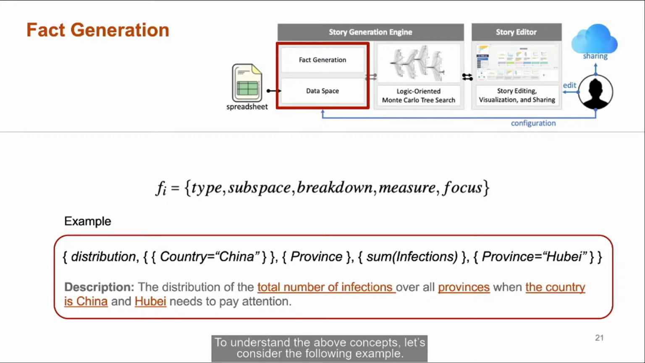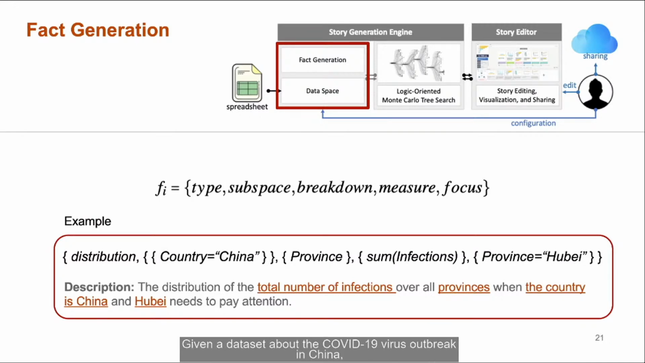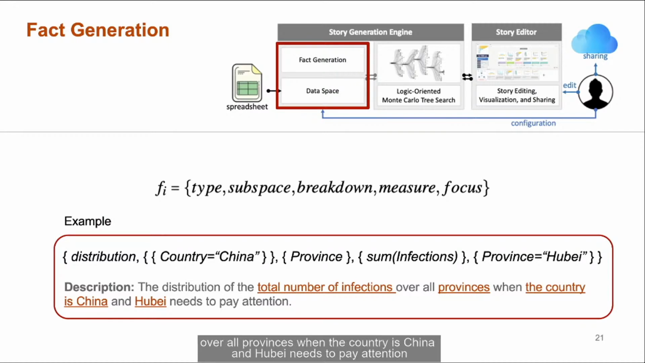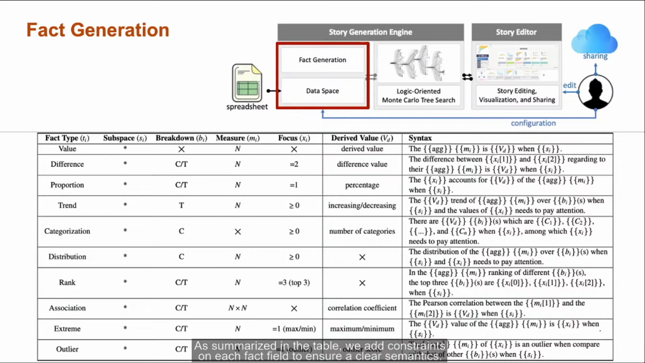To understand the above concepts, let's consider the following example. Given a dataset about the COVID-19 virus outbreak in China, the data fact describes the distribution of the total number of infections over all provinces when the country is China, and Hubei needs to pay attention. As summarized in the table, we add constraints on each fact field to ensure a clear semantics. Thus, each fact can be described by a syntax which is used for generating a textual description of the fact.